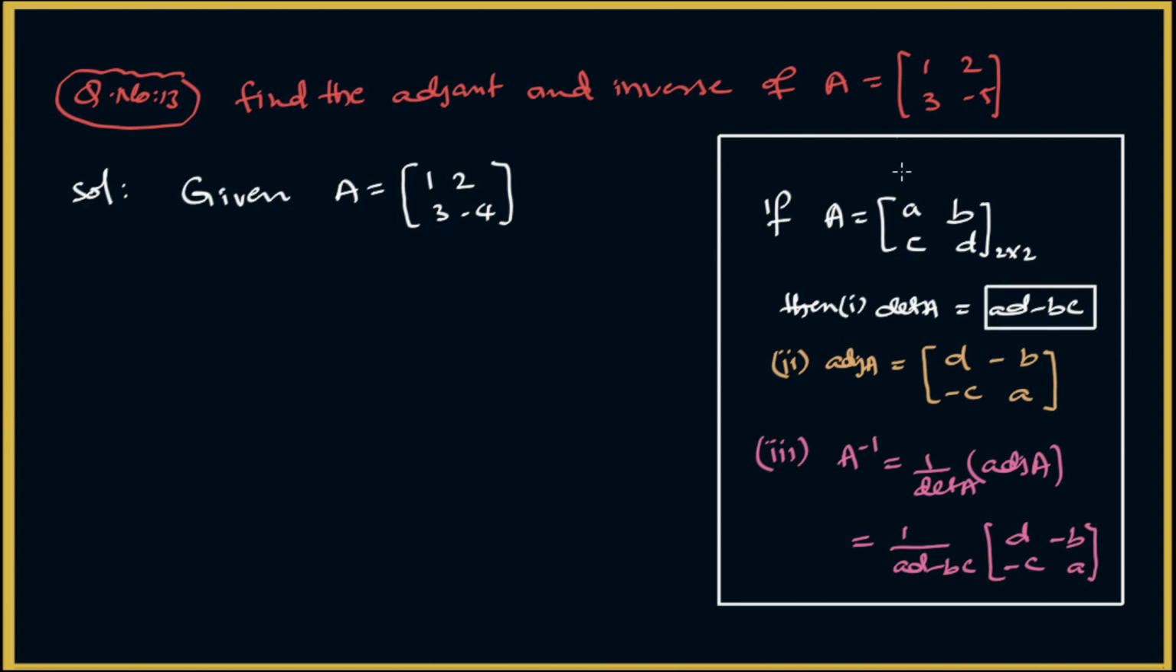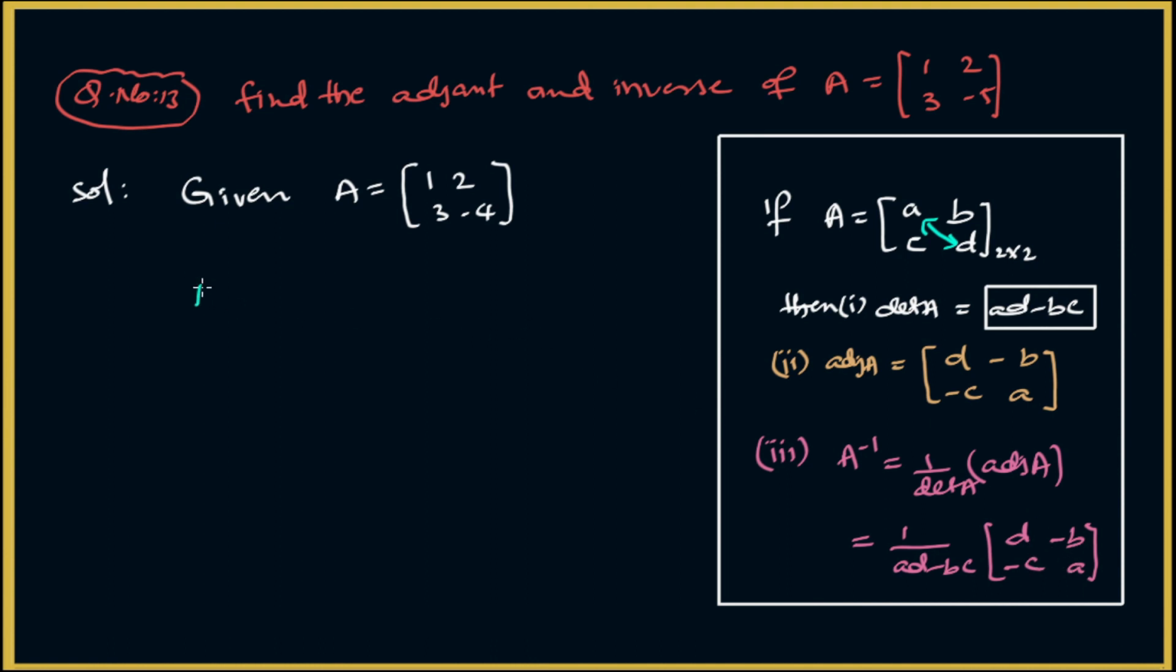Now next, for the adjoint we have to interchange a and d. In the place of a we write d, in the place of d we write a. And one more thing, the sign of b and c we have to change. That is our adjoint: d, minus b, minus c, a. Now finally A inverse equals 1 by det A into adjoint A. Det means ad minus bc. Adjoint means d, minus b, minus c, a.